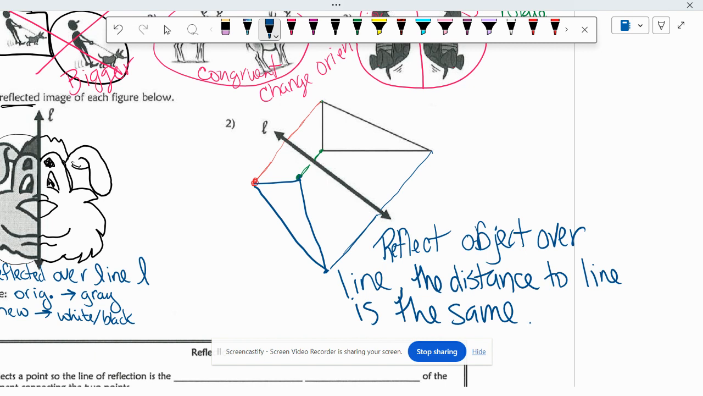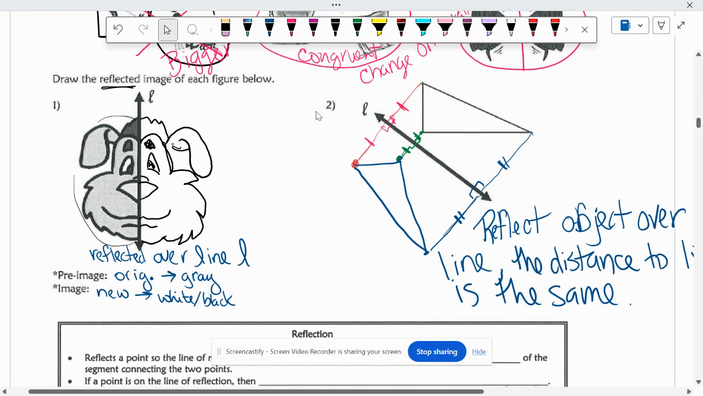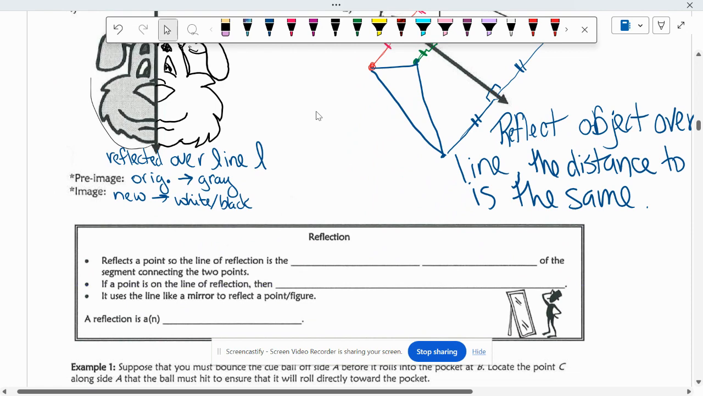Distance to the line is the same. And remember I said that distance is measured in perpendiculars, right? So I just kind of sketch perpendicular lines. I'm just sketching these perpendicular lines. And this measure here should be the same here. This measure of this little green line segment is the same as this red line segment. The distance from the line of reflection for each point is the same. Okay? So that's how you reflect an image.